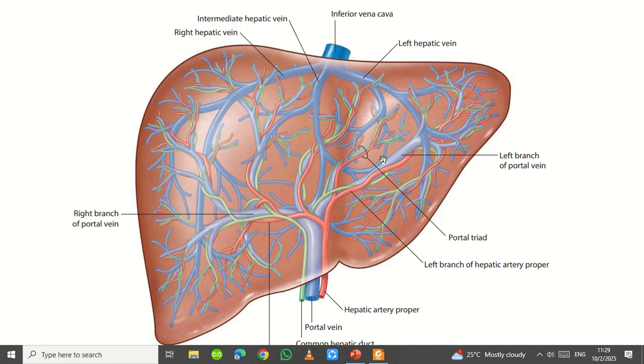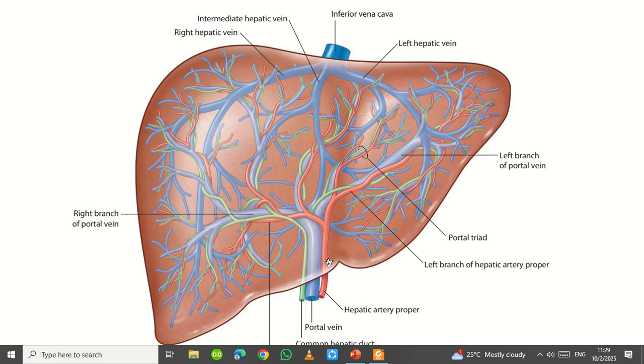Now let's take a look at the blood supply to the liver. The liver receives a dual blood supply, like the lung, right? So it's going to receive blood from the portal vein. About 75 to 80% of the blood going to the liver will come from the portal vein, and about 40% of that blood will be carrying oxygen, right?